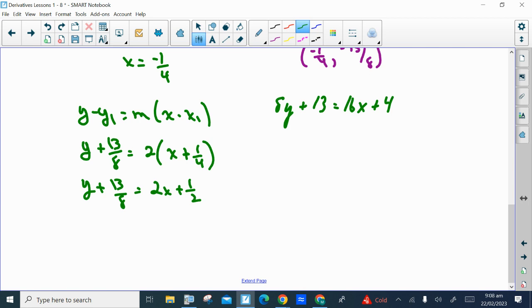And normally general form is written with the x term being positive, which means we're going to move everything from the left over to the right. So the 8y will become negative, and when you subtract 13 from both sides, you'll get negative 9.